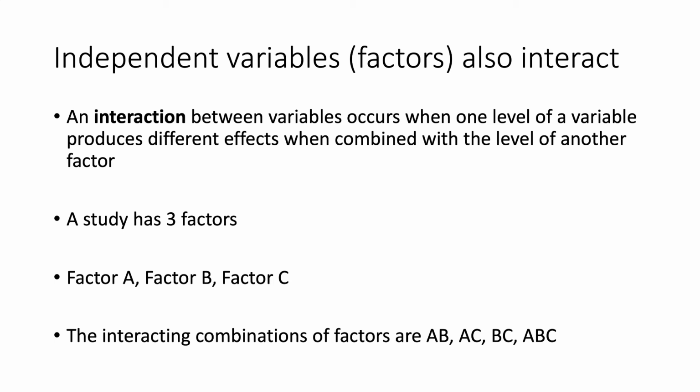But in general, let's just take a study that's got 3 factors, like we were just discussing, factor A, factor B, and factor C. Now, the interactions between those factors are any and all possible combinations of factors. So factor A can interact with factor B, which is what we would call the AB interaction. It could interact with C, AC interaction, B and C can interact, and then you can get what's called a 3-way interaction, which is an ABC interaction.